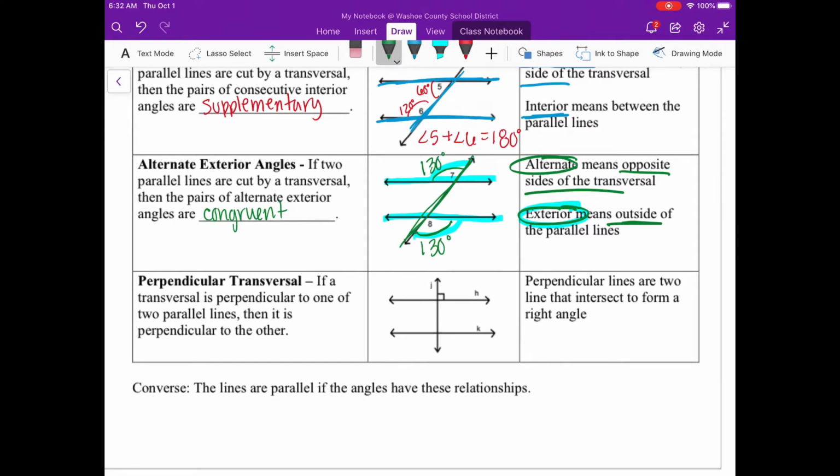And with these, you're going to use the properties that we have learned up until this point. So even if you're not given something here, I could ask you to find this angle. And so you'd have to go back and use your prior knowledge. We know that this makes a line, so I would subtract 130 from 180 and get 50 here. I could end up using vertical angles.